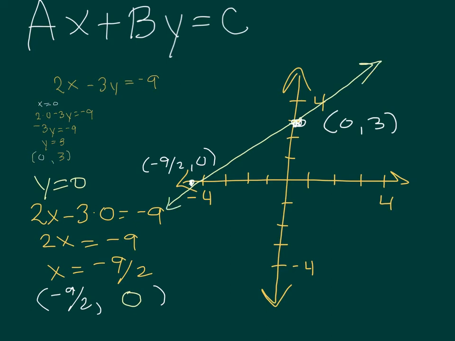Now what you could do, especially if you have graph paper, is you can find another point, maybe 3, 5, estimating, 3, 5. I could plug 3 for x, 5 for y, and check to make sure that this equation still holds. This would be a way to check my work, making sure that this line does indeed represent that equation.